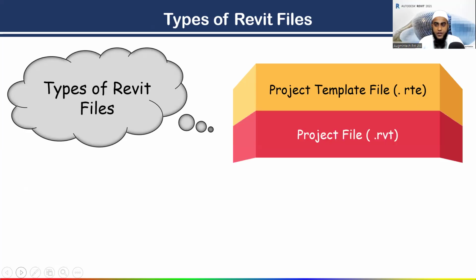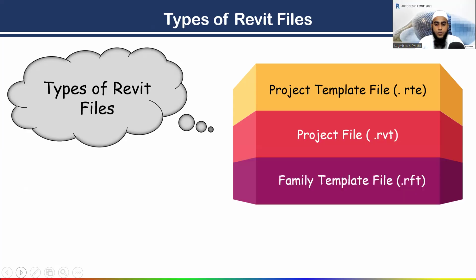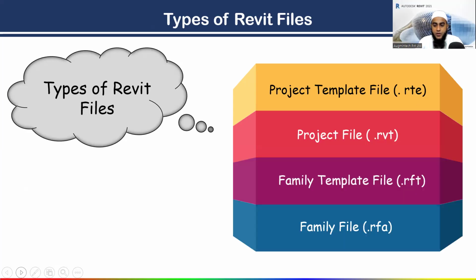Second, we have the project file, with the extension .rvt. Third, we have the family template file, with the extension .rft. And fourth, the family file, with the extension .rfa. In the same way, when you are using AutoCAD software, if you remember, the file extension is .dwg. Here in Revit, we have 4 different types of file: project template file, project file, family template file, and family file, each with its own file extension.